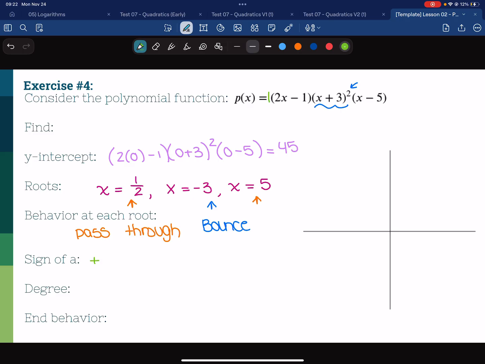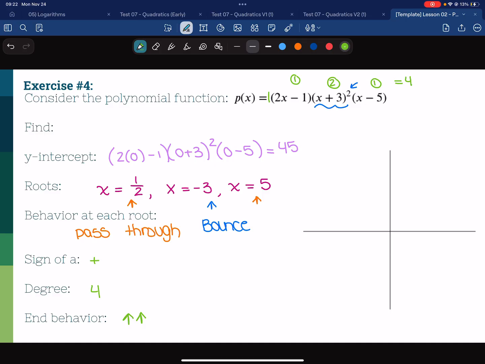Degree this time is going to give us a 4, because we're looking at the degrees, right? There's 3 solutions, but that negative 3 counts twice. So it's like this is 1, this is 2, this is 1. We add that up for that 4. So that means up and up. Positive end behavior, same direction because it's even. And then we get our sketch.